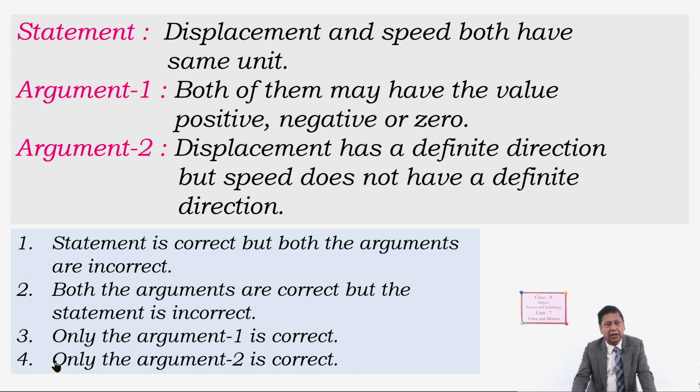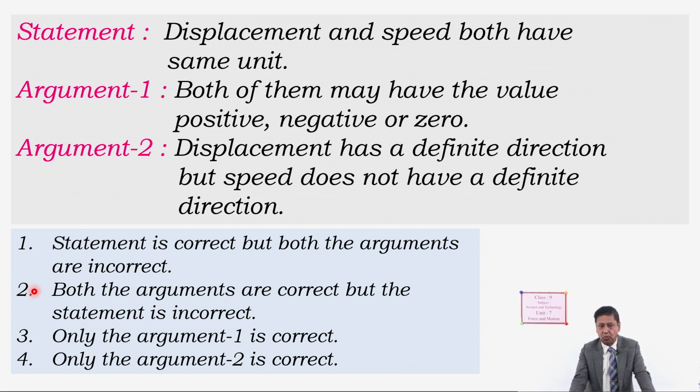Okay, now how can we check it? Look at this. Number 1, the statement is correct but both the arguments are incorrect. Now check it out. Is the statement correct or not? Displacement and speed both have the same unit. This is not correct because displacement is measured in meter but speed is measured in meter per second. That's why they do not have the same unit. So option 1 is not correct. I want to cancel it. I don't want to go to the arguments because the statement is wrong. Why should we go through the arguments?